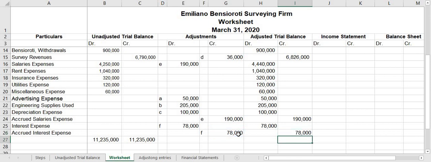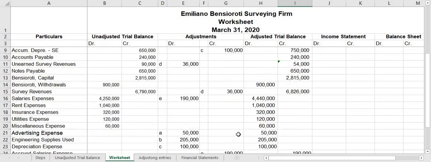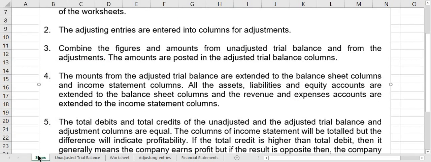So, we're done with step 3. We have combined the unadjusted trial balance and the adjustments, and we have transferred the combined amounts to our adjusted trial balance. Since we are done with step 3, let's continue with step 4.